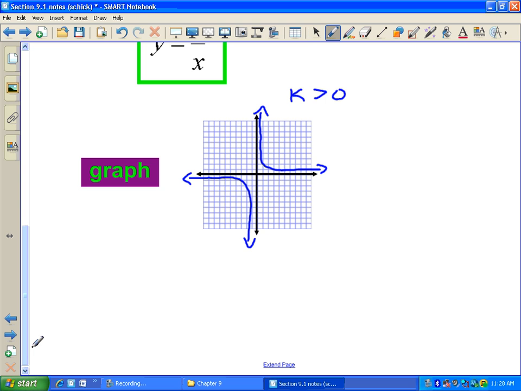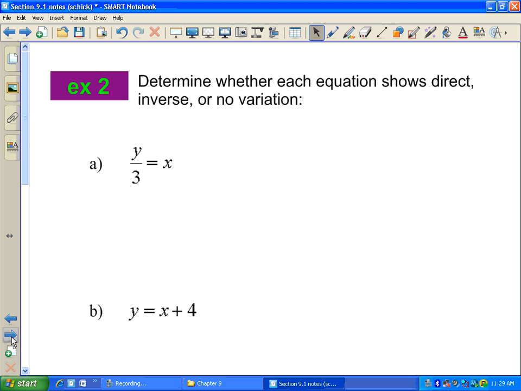What if k is less than 0? My graph is going to go from quadrants 1 and 3 to quadrants 2 and 4. When k is less than 0, I'm going to get the green graphs. So this is inverse variation. This is what the graphs look like. How would a problem look?